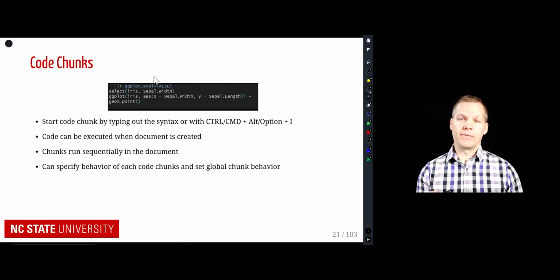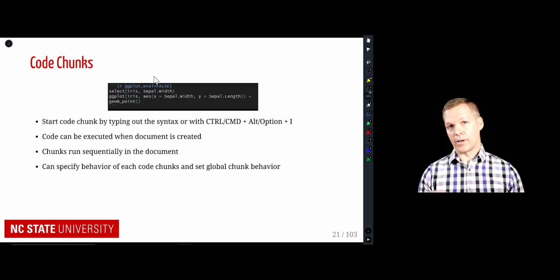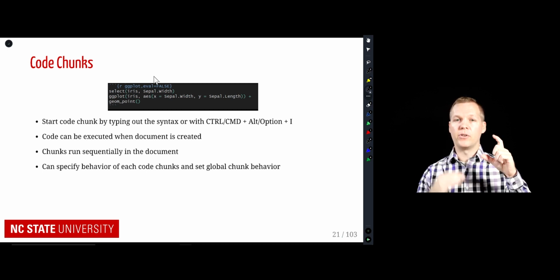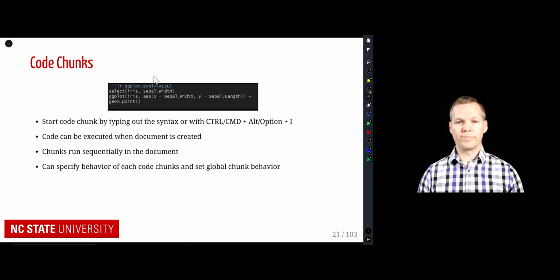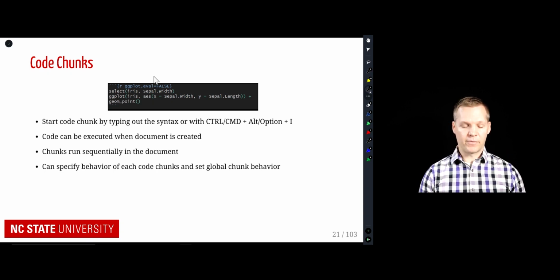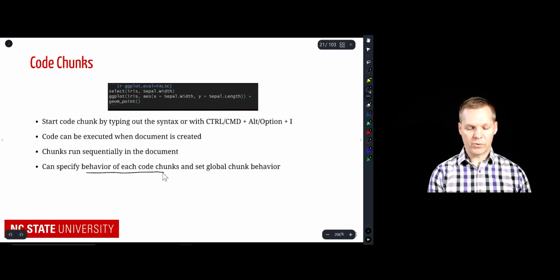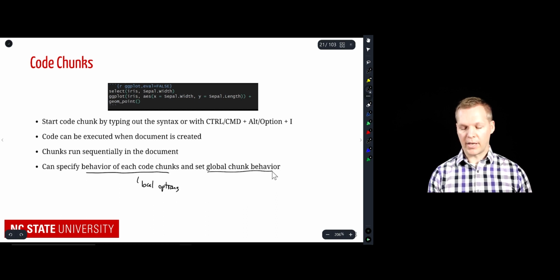Again, as I mentioned previously, these code chunks are going to evaluate sequentially. So if you want to create something up top, you can utilize the results of that thing down below. And just like I mentioned before, you can specify the behavior of individual code chunks using local options, or you can also set global chunk behavior.